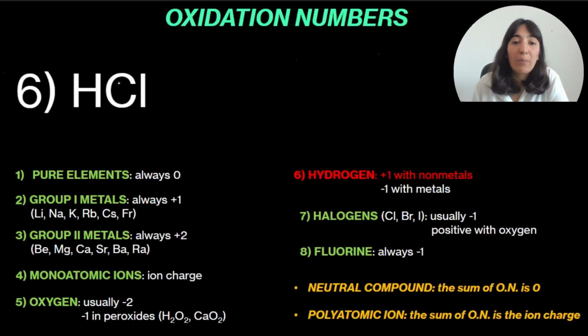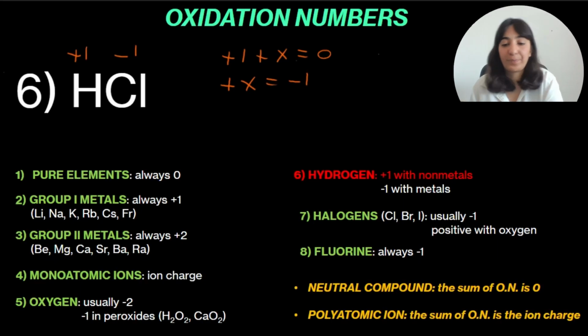HCl. The oxidation number for hydrogen is +1 with non-metals, and chlorine is obviously a non-metal, and it becomes -1 with metals. So here hydrogen has an oxidation number of +1, and to find the oxidation number of chlorine, we just write our equation. We have that +1, which is the oxidation number of hydrogen, plus x, which is the oxidation number of chlorine, equals 0, because that's a neutral compound. And now we solve for x. x equals -1, and this is the oxidation number of chlorine.